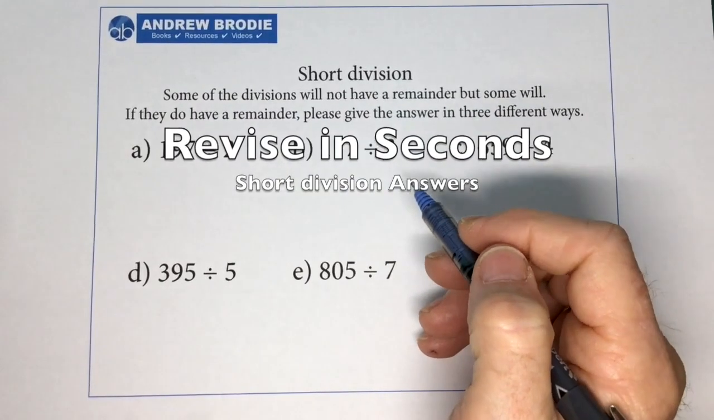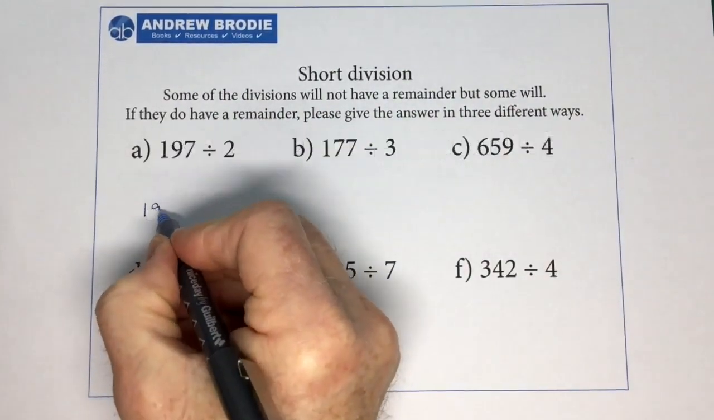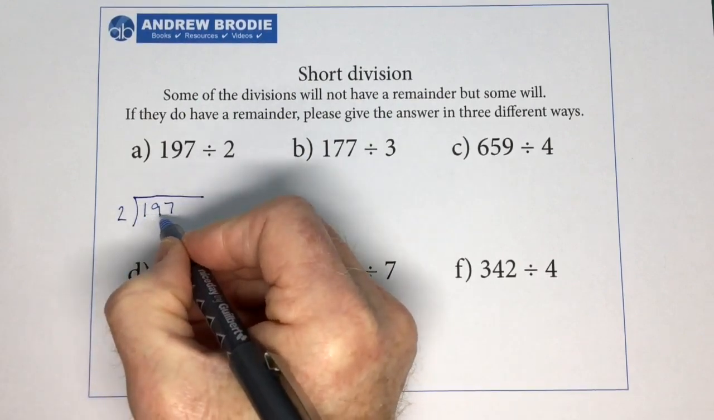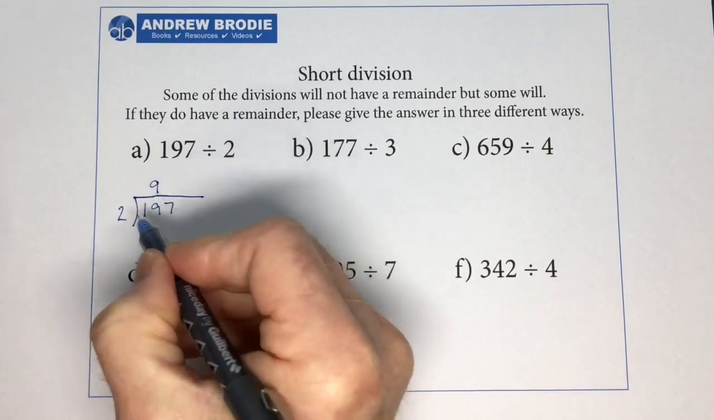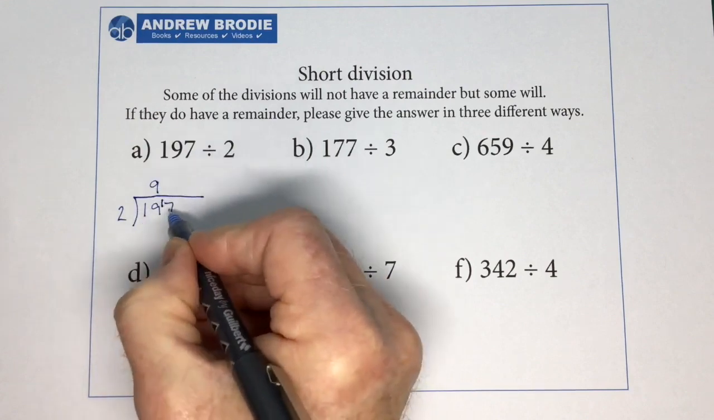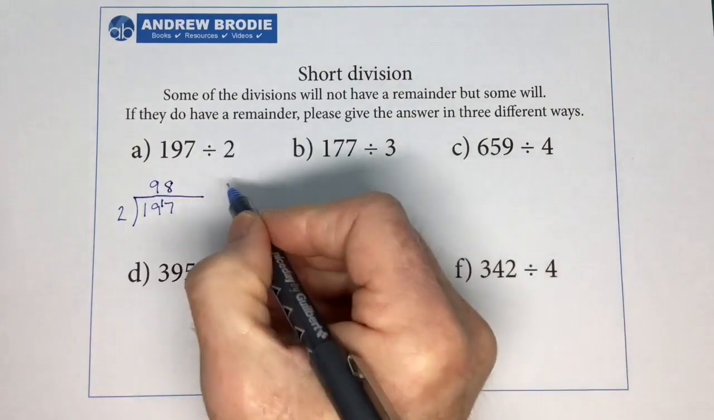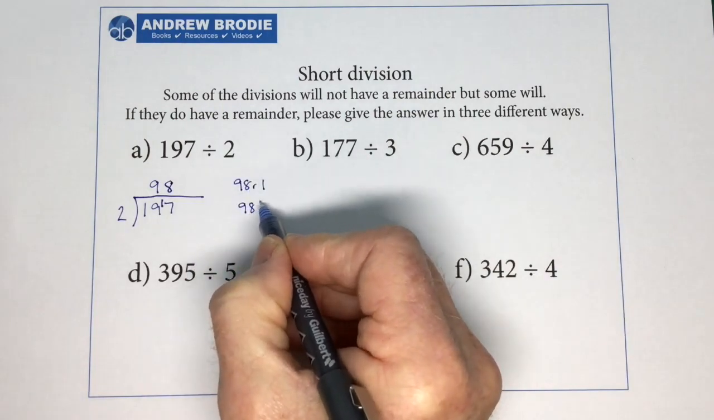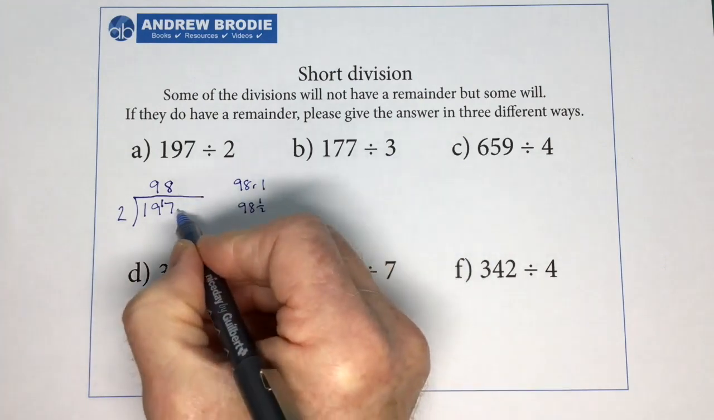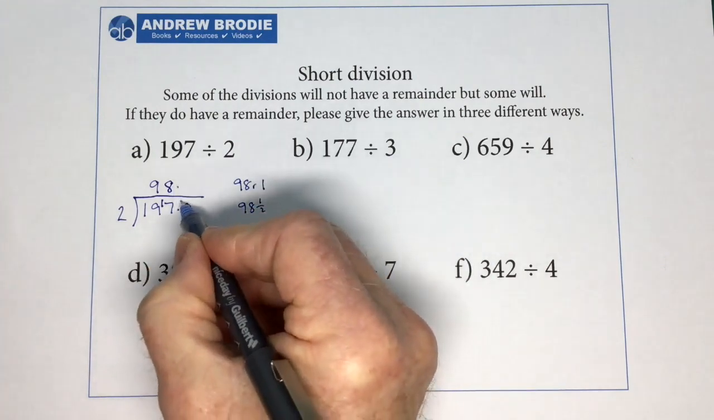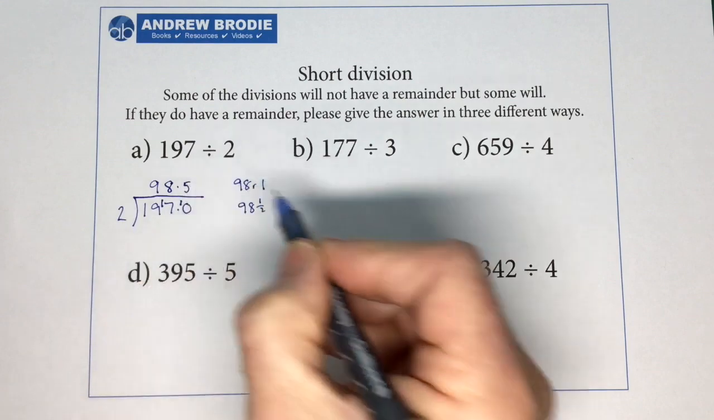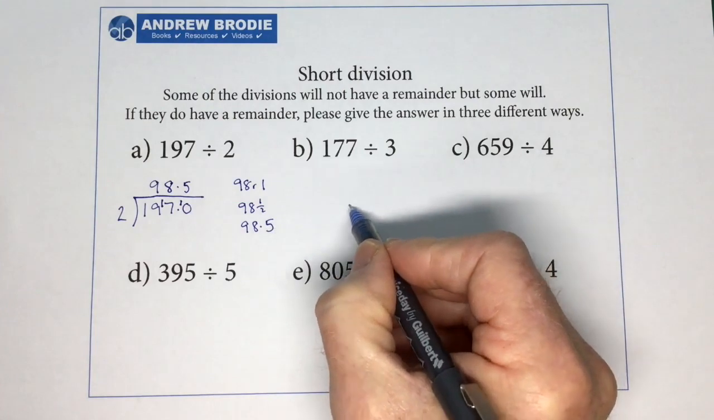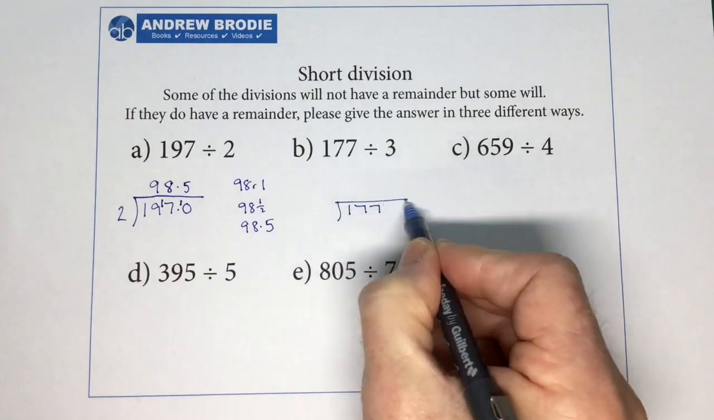And here are the answers to the short division questions. So 197 divided by 2. 2 into 1 won't go, so 2 into 19 goes 9 times, because 9 2's are 18. That gives us 1 left. 2 into 17 goes 8 times. So now we know that we've got 98, remainder 1. Or we could say we've got 98 and a half. Or we could put a decimal point there and there, bring the remainder with us. How many 2's in 10? There are 5. Or 98.5.